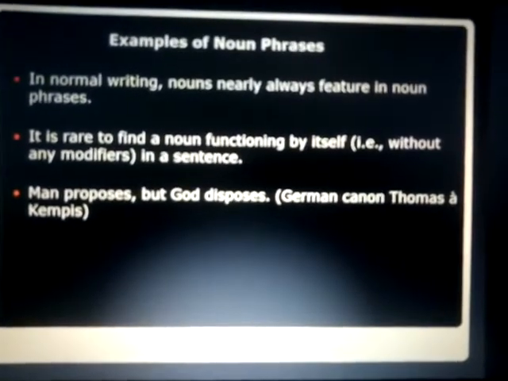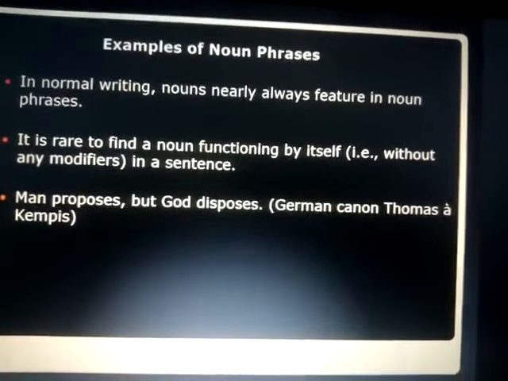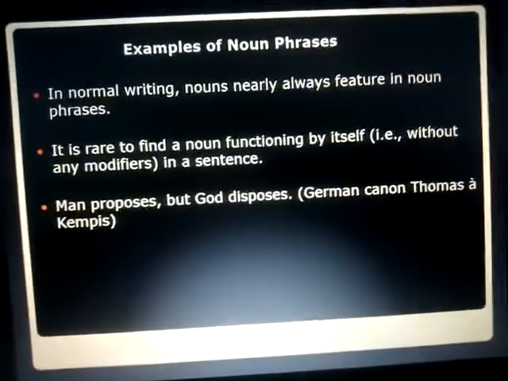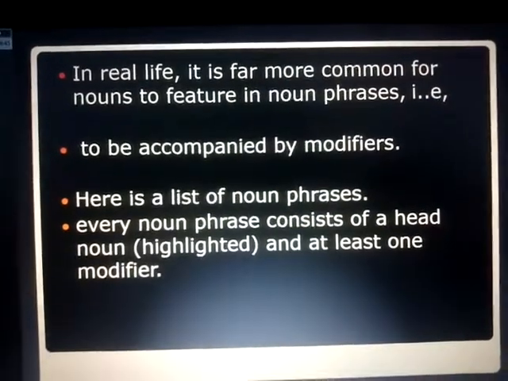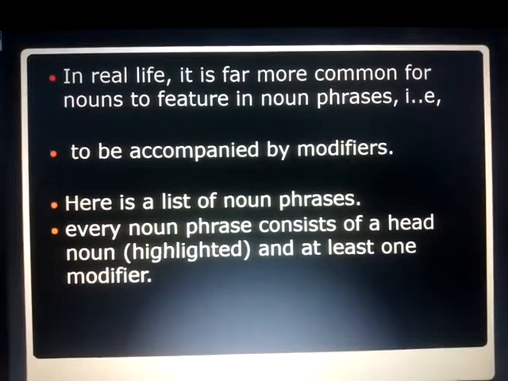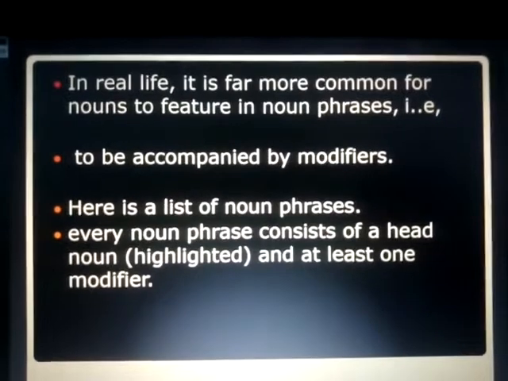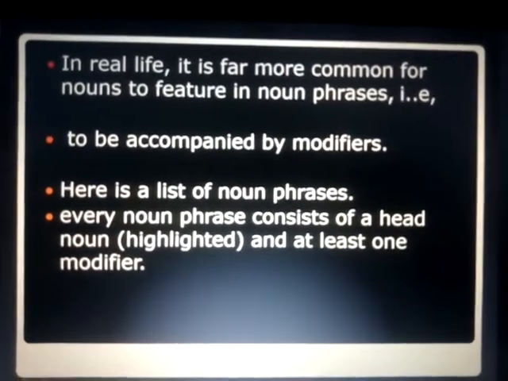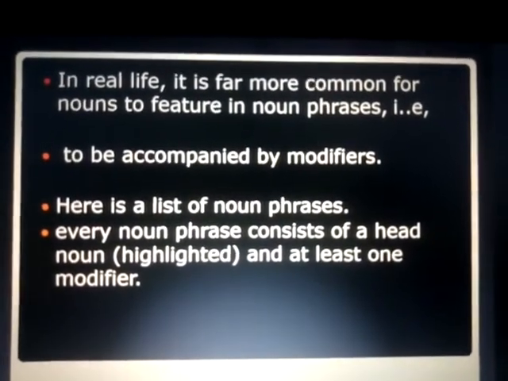Man proposes, but God disposes. In real life, it is far more common for nouns to feature in noun phrases, that is, to be accompanied by modifiers.